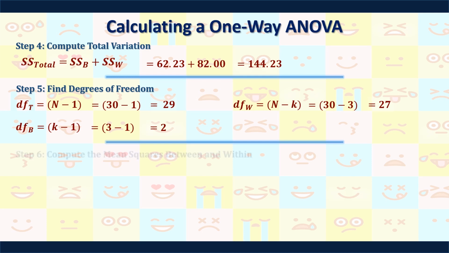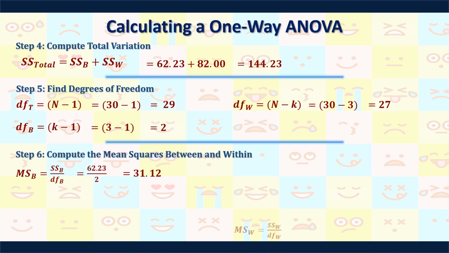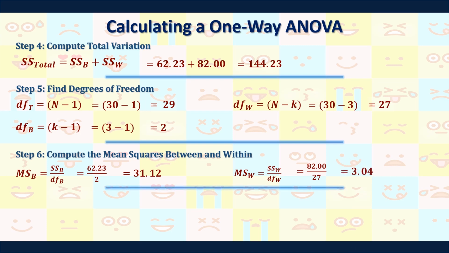In step 6, we divide the sum of squares between by the degrees of freedom between to get our mean squares between of 31.12. We also calculate our within group variance, or mean squares within, with the calculation sum of squares within divided by degrees of freedom within to get us to 3.04.